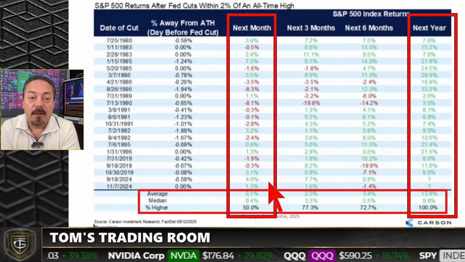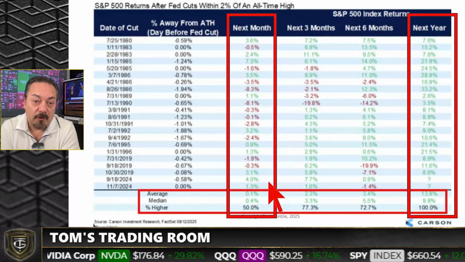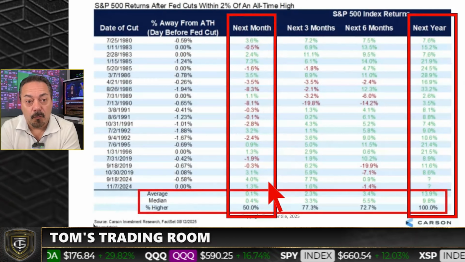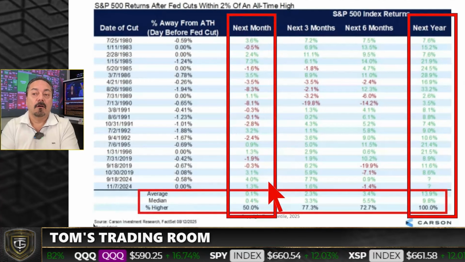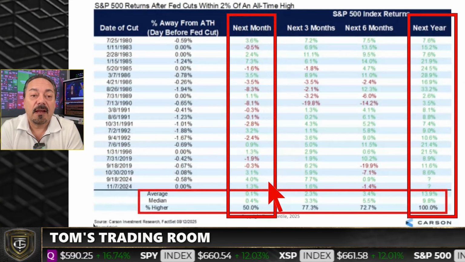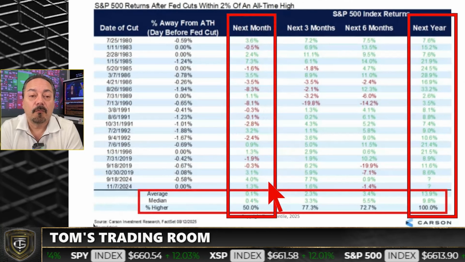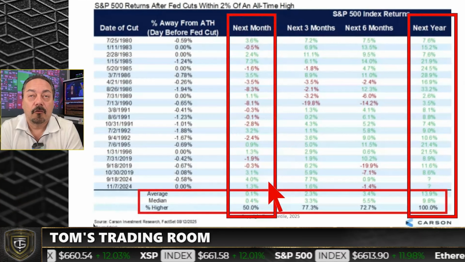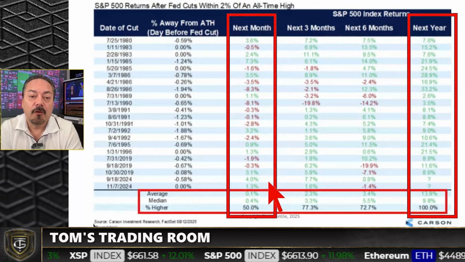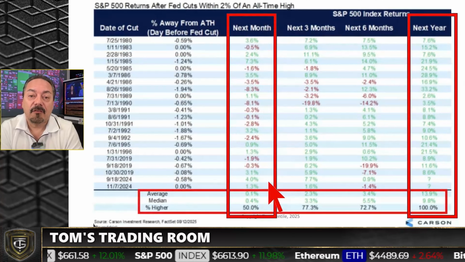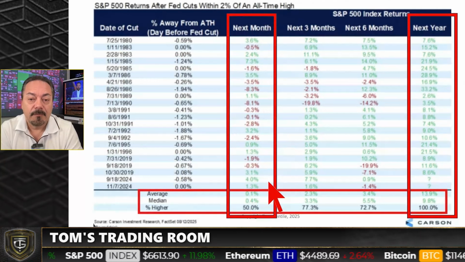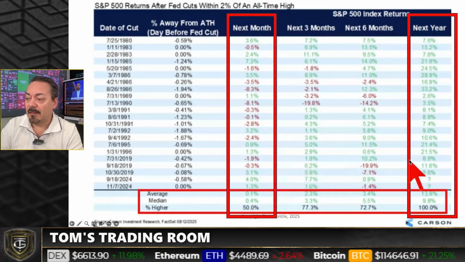So taking that information, we get a rate cut on Wednesday. Based on the historical moves going all the way back to 1980, we've had 20 times, or 22 times, that we've had rate cuts. Half of those times were up, half the time were down. Not a pattern. But let's look at the other side of the equation.